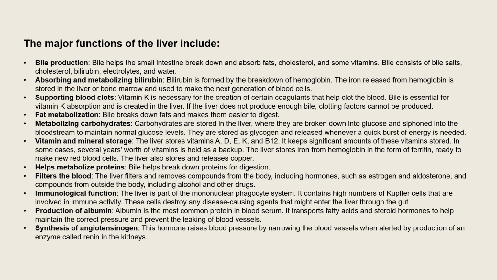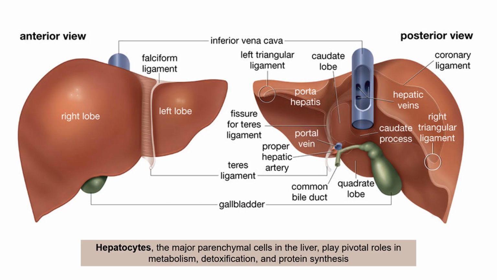Fat metabolization, so bile breaks down fats and makes them easier to digest. Filters the blood. The liver filters and removes compounds from the body, including hormones such as estrogen and aldosterone, and so on. So please read through this. It tells you the major functions of our liver.